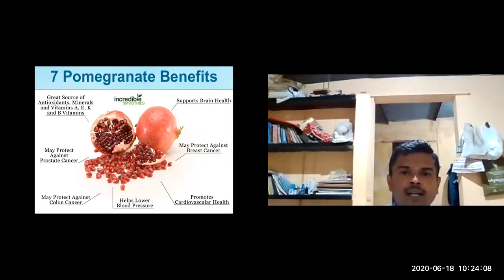So the pomegranate benefits: it supports the brain, and may protect against breast cancers and promotes cardiovascular health. As our Acharyas mentioned, it is a Hrudya Mahakashaya and helps lower the blood pressure. It may also protect against colon cancer, and may protect against prostate cancers. See, many of the cancers, like breast cancer, prostate cancer, colon cancer.